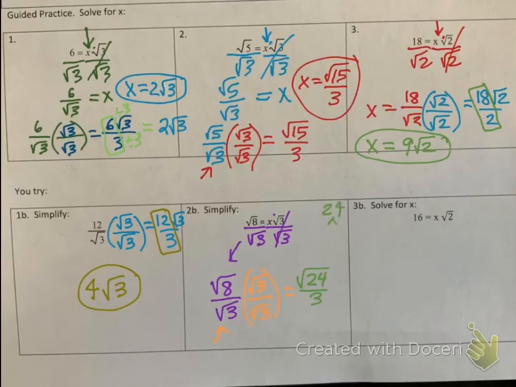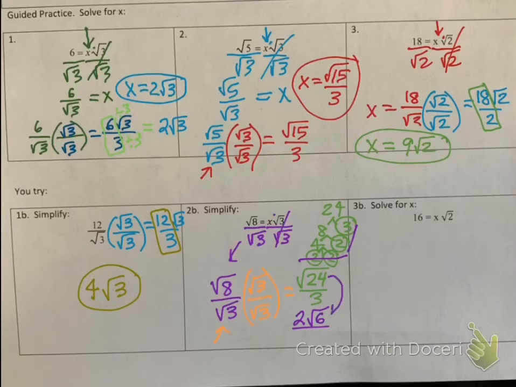24 does have pairs, so I'm going to make a factor tree. So 8 times 3 would give me 24. 8 splits as 4 and 2, and then 4 splits as 2 and 2. So if I look at my factor tree, I notice that I have a pair of 2's. So 2 is going to go on the outside, and then the 3 and the 2 left over recombine by multiplying and then give you 6.